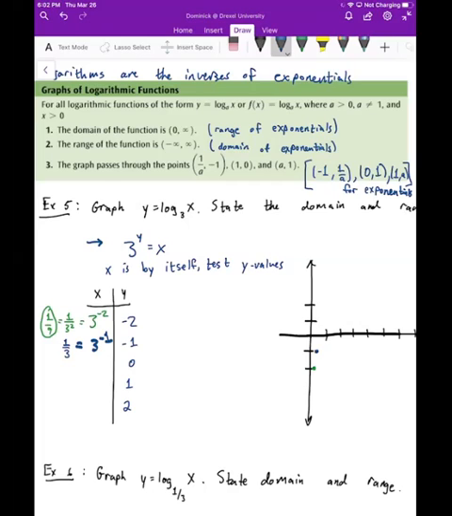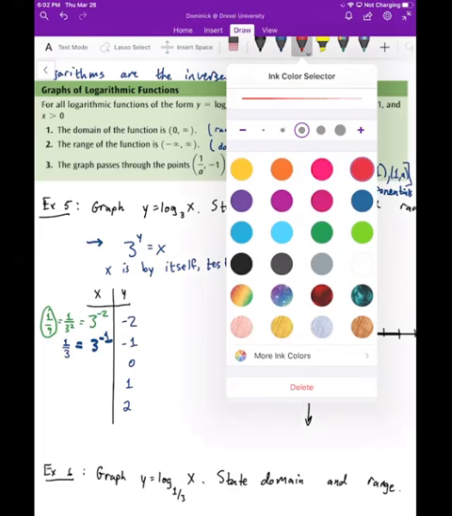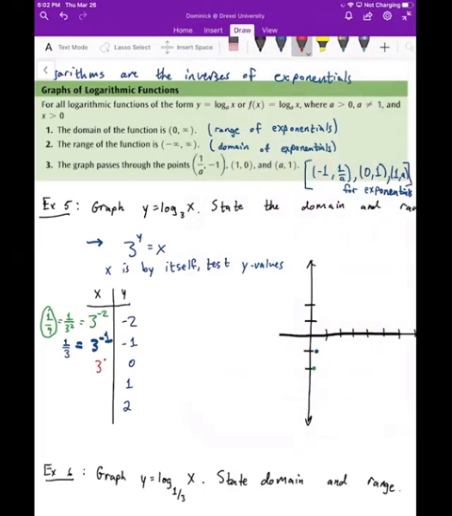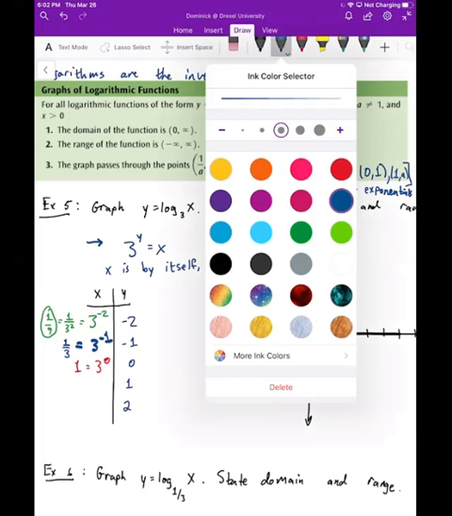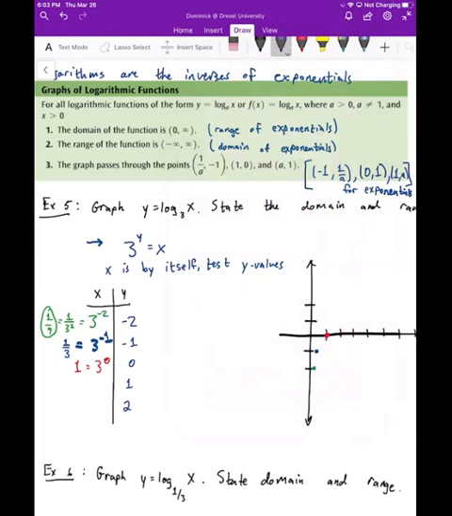All right, now when y is 0, we have 3 to the 0, and anything to the 0 power is just 1. So when x is 1, y is 0, so we get a point here. All right, now when y is 1, we have 3 to the 1st, of course, which is just 3. So when x is 3, we're at a height of 1.